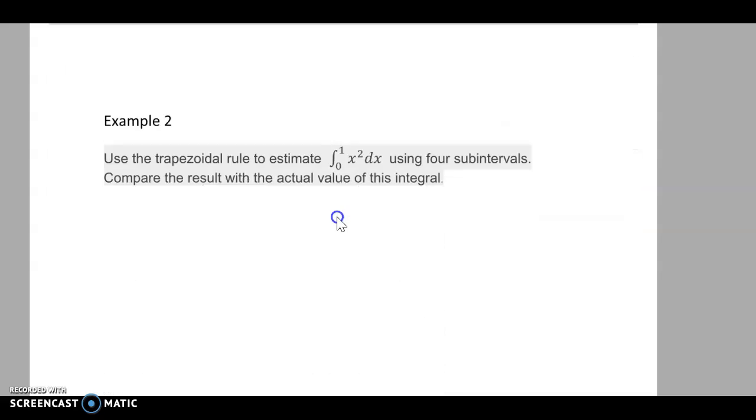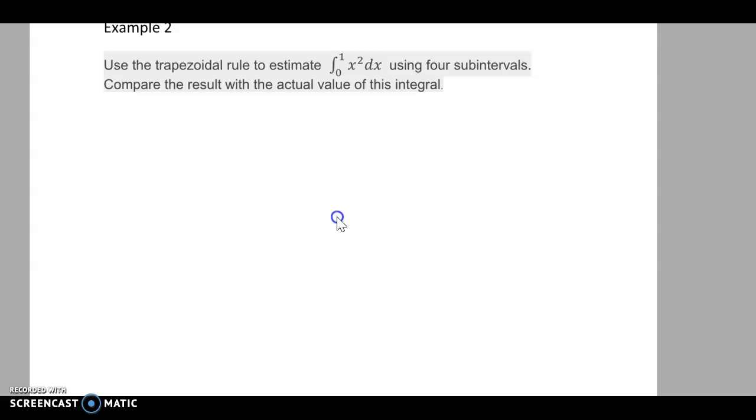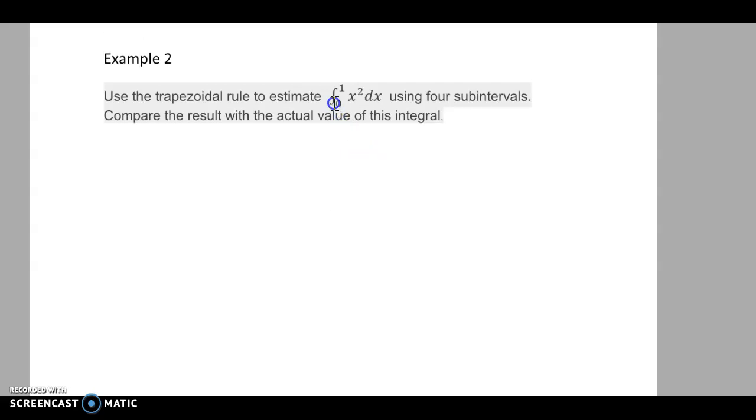Okay, moving on, let's look at example number 2. So this is the same exact problem that we did for the last one. Now we're going to do the same one with the trapezoidal rule, and we'll see which one of them is actually closer in estimation. So use the trapezoidal rule to estimate the integral from 0 to 1 of x squared dx using 4 subintervals. Compare the result with the actual value of this integral.